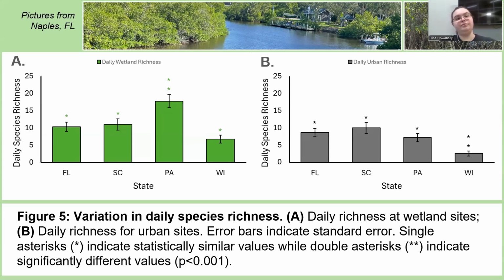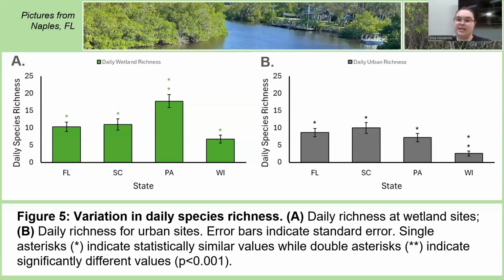So in our wetland associations, we ended up finding that Pennsylvania had the highest daily species richness out of all of our sites. Hayley will comment on what that could possibly mean in our discussion. And the other 3 sites in our wetland habitats did not have a significant difference between each other, though Wisconsin is slightly lower than Florida and South Carolina.